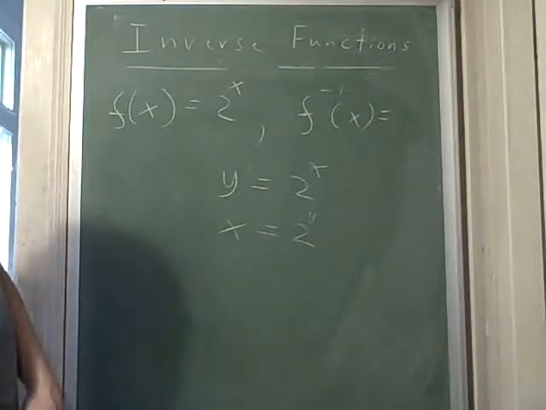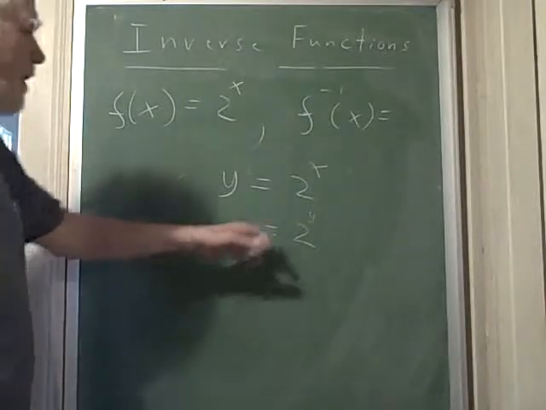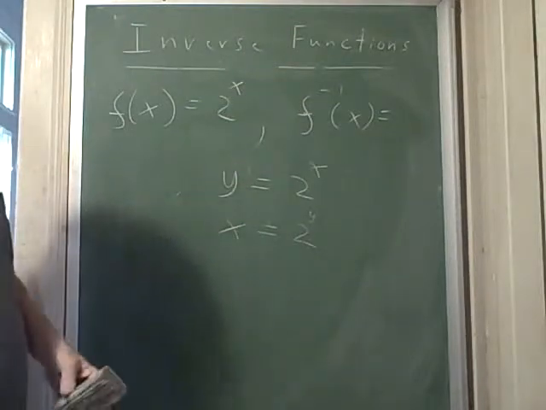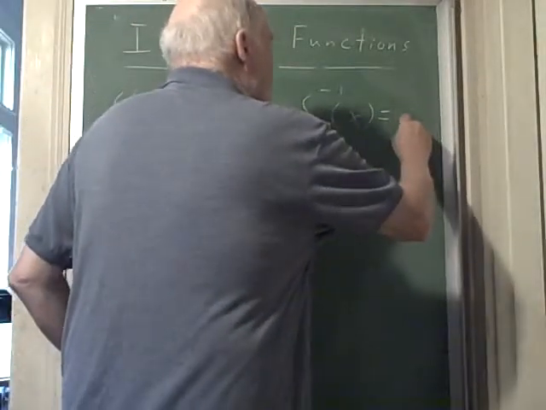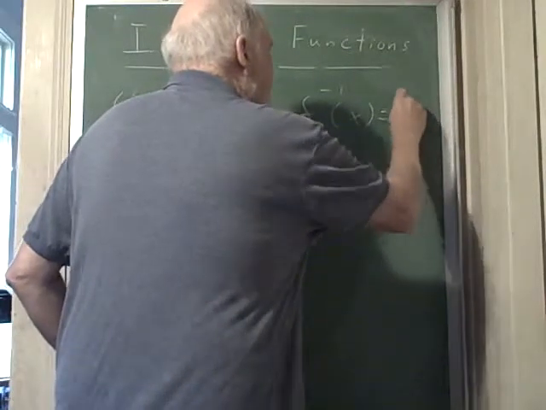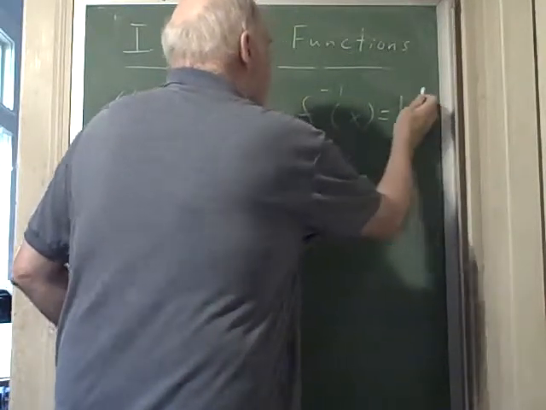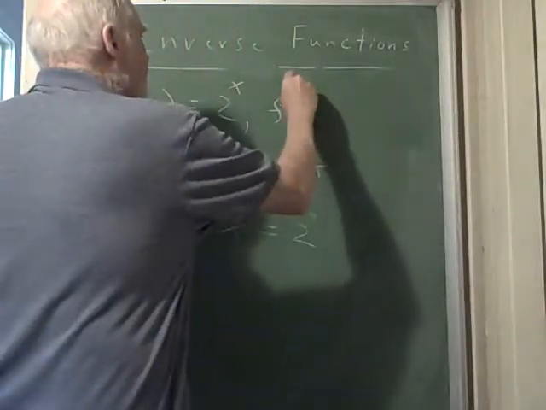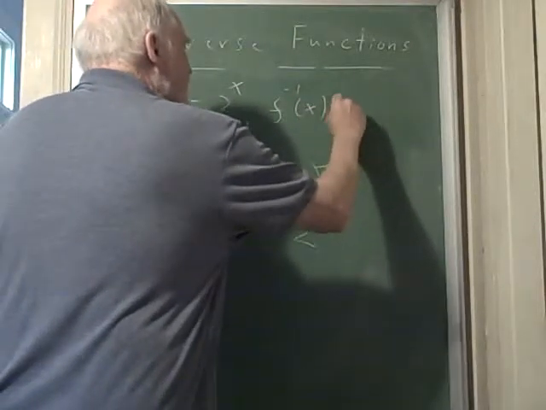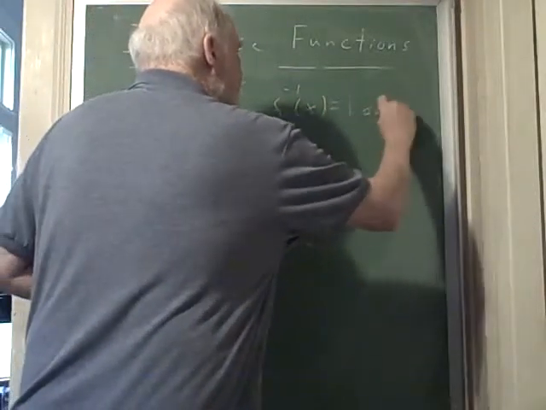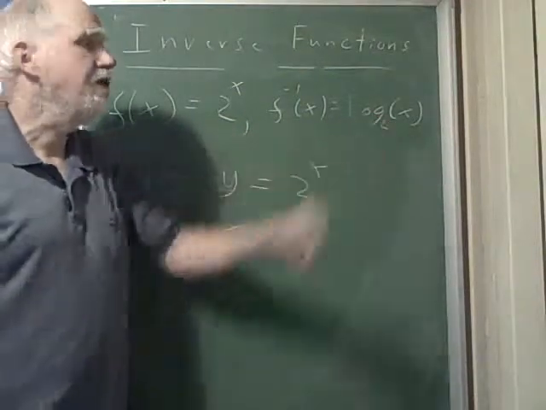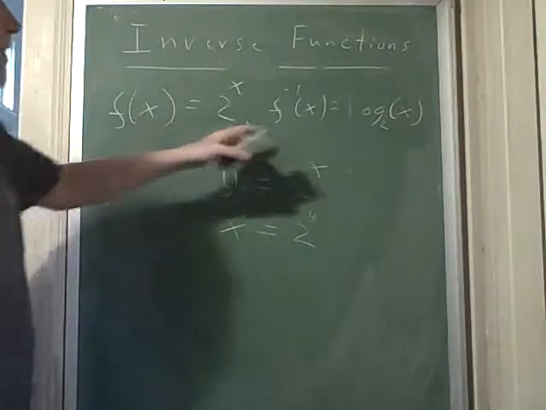And so what mathematicians do when they can't do something is they say, well, I know that y is the power to which I raise 2 in order to get x, so I'll define it that way, and I'll make up a name. f inverse of x equals the log, L-O-G, of x base 2. And we define it as the log, the y, the power to which I raise 2 in order to get x. Now I've got an inverse, okay?